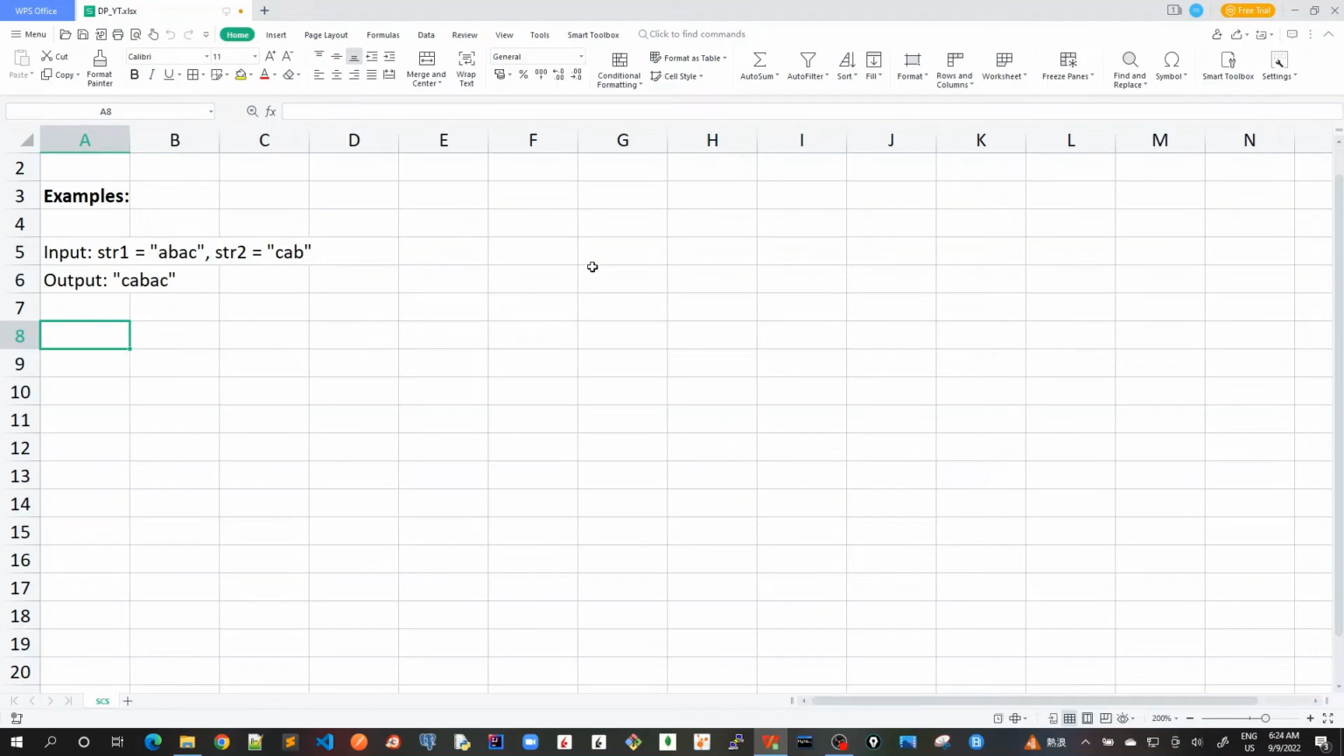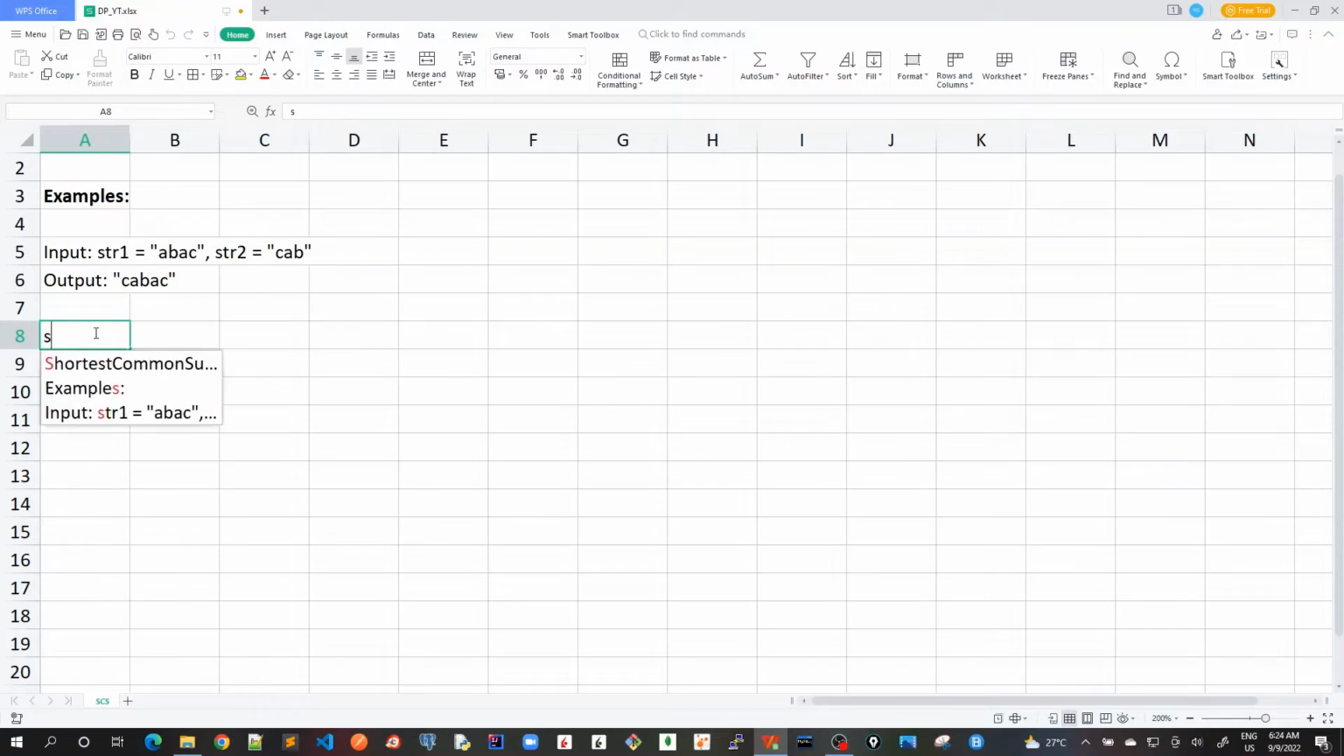Let's start solving this problem with the example. So we have str1 = abac and str2 = cab, and we already know the answer is cabac, because abac, excluding the first character, we found the subsequence here, and similarly cab, the first three characters, this is the subsequence, which is exactly the same as str2, and also we found that this is the shortest of it.